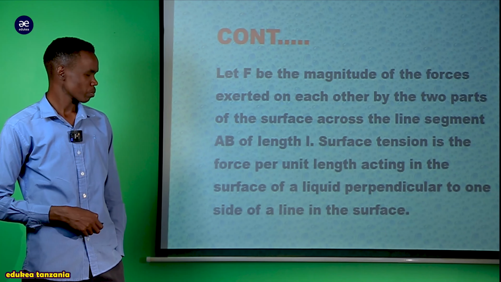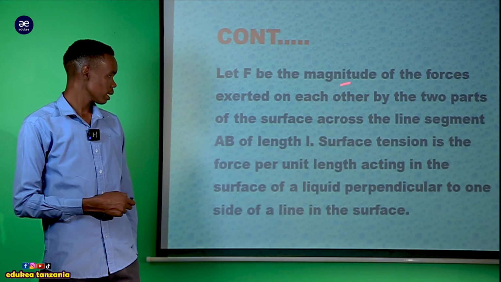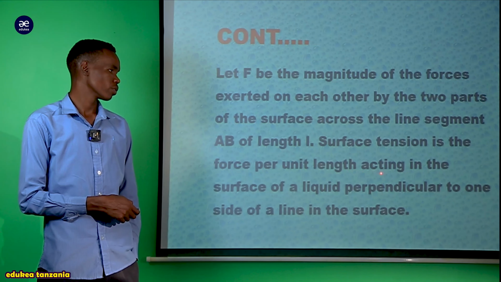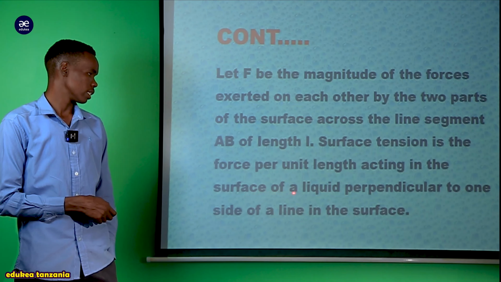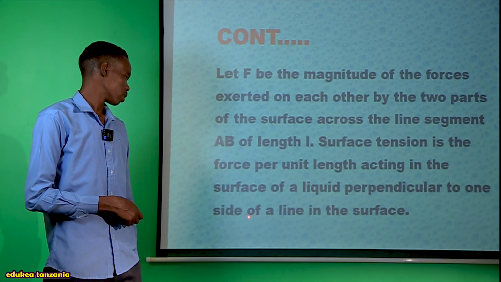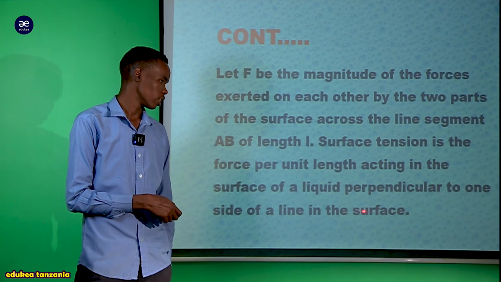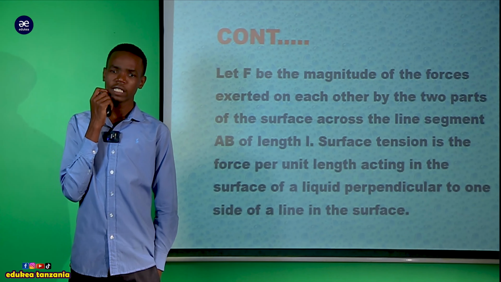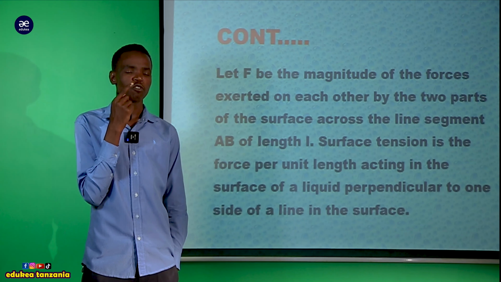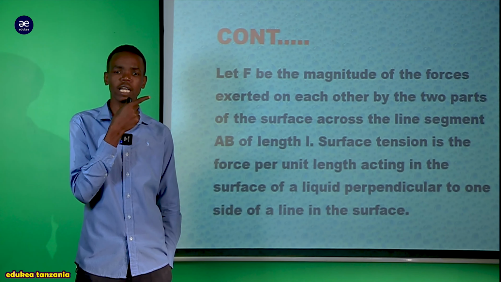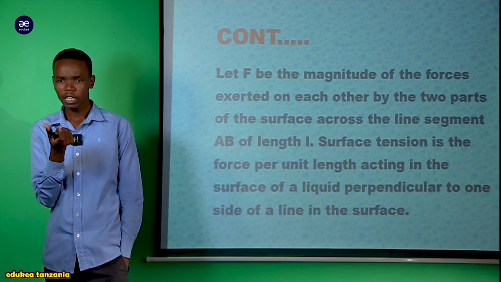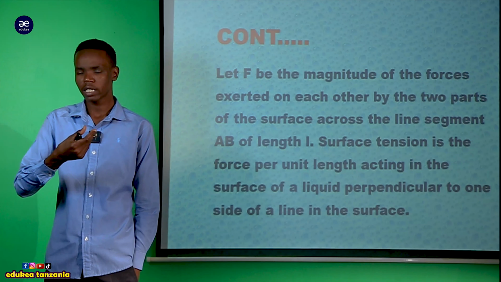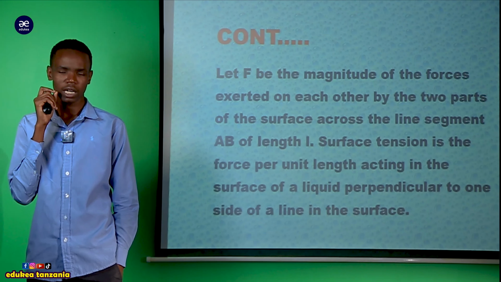Now the surface tension is the force per unit length acting in the surface of the liquid perpendicular to the side of the line of that here. So we define the surface tension mathematically. If we leave from our definition, we know that surface tension is the ability of the liquid to behave like a fully stretched elastic skin.